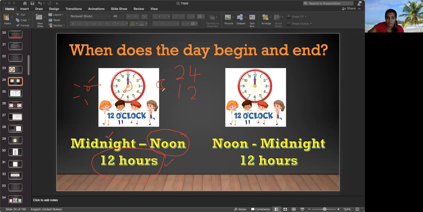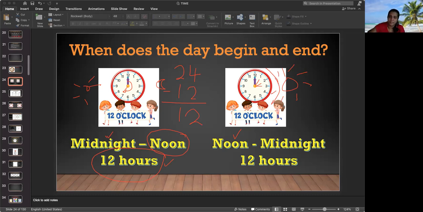So if 12 hours is gone, which means we have another 12 hours. So the clock makes another circle around. This time it starts from 12 in the afternoon. So it goes to 1 o'clock in the afternoon, 2 o'clock in the afternoon, 3 o'clock in the afternoon. And all this is still daytime. We call this afternoon. Eventually it goes to evening. At 6 o'clock, we say 6 o'clock in the evening.